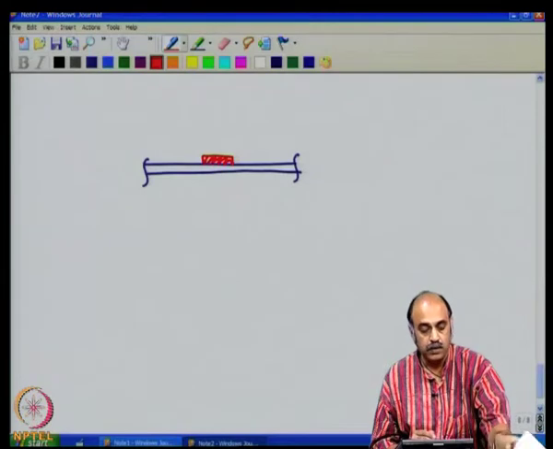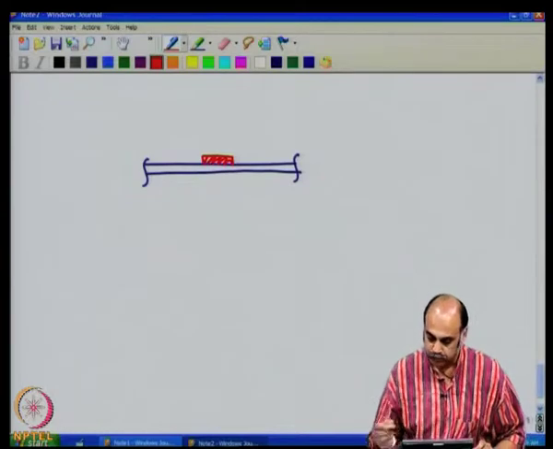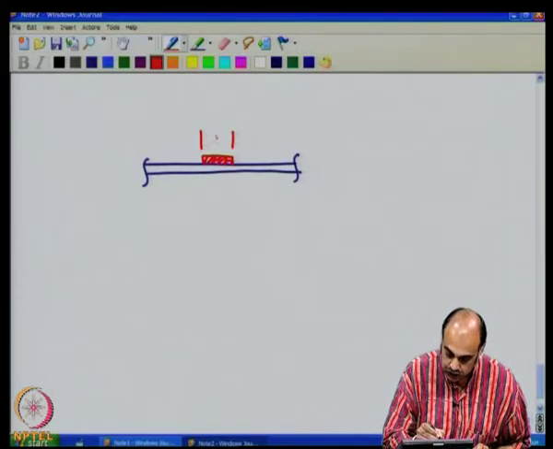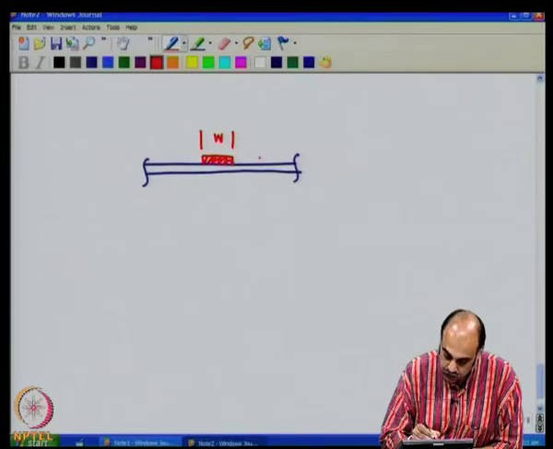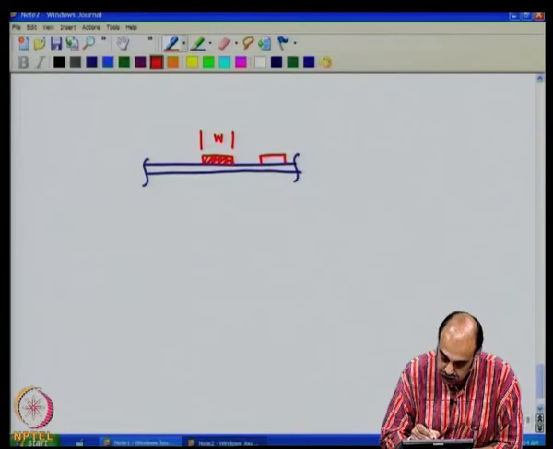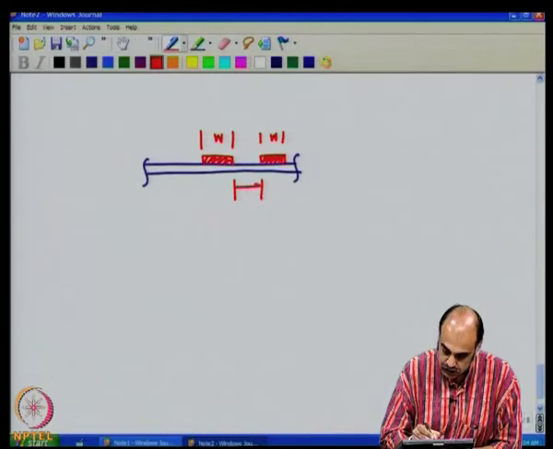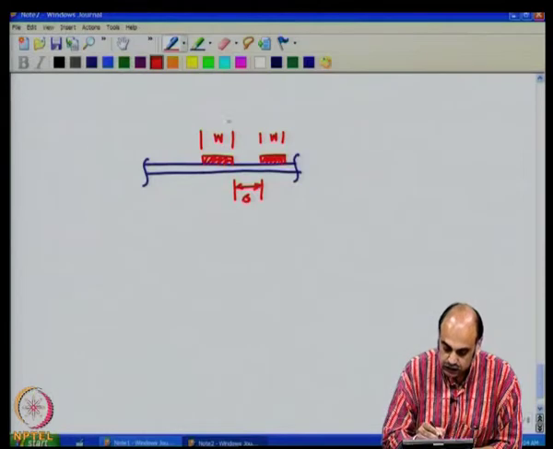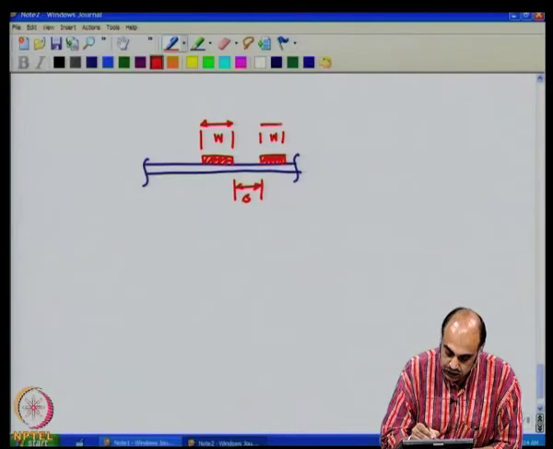And let us see what we need to do to get the value of the inductance. We have a conductor of width W here. We could also have another conductor here of width W and spacing S, just like what we had written down for the capacitance. But keep in mind that there are a lot of uncertainties.